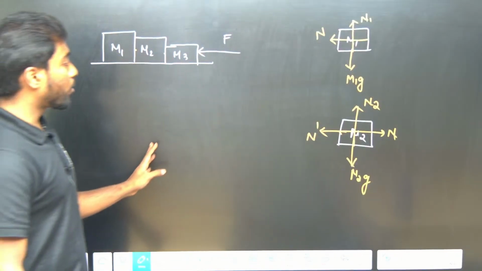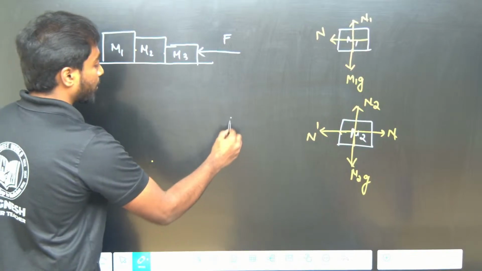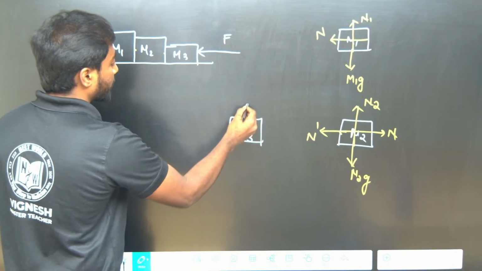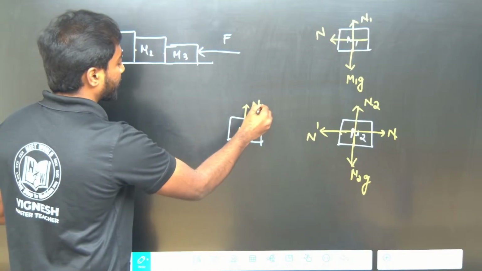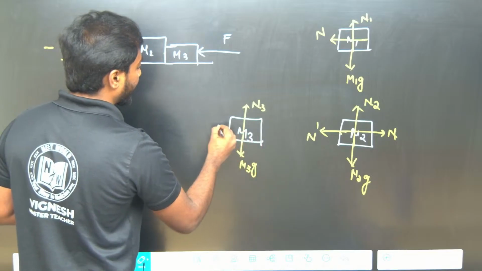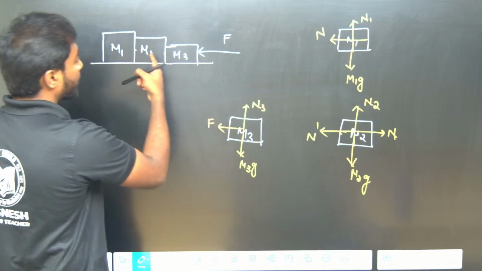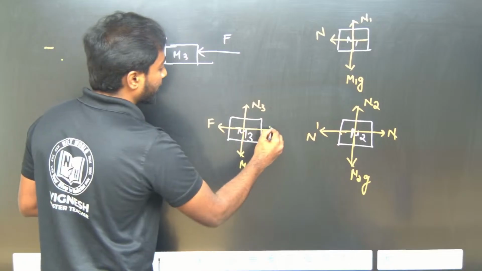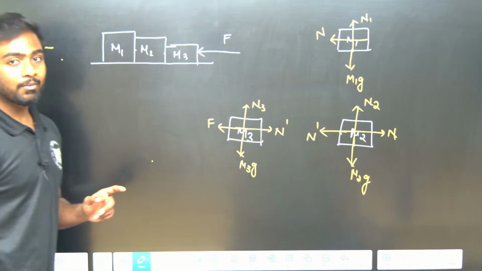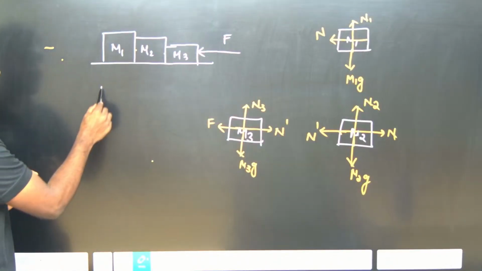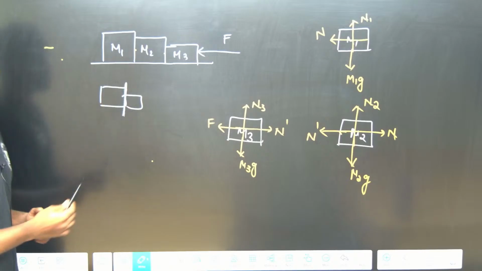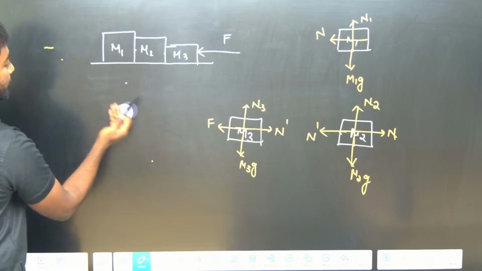Okay. Now what about m3? m3 also is there. So this is N3, this is m3g. Force is acting in this direction, F. Due to m2, a normal force will be there, an equal and opposite force, this is N dash. So whenever objects are attached, the internal force will be equal, right?